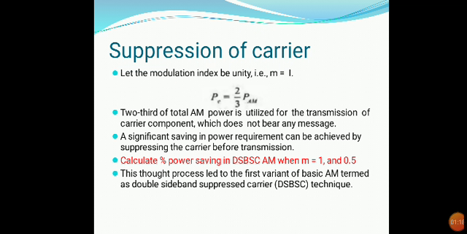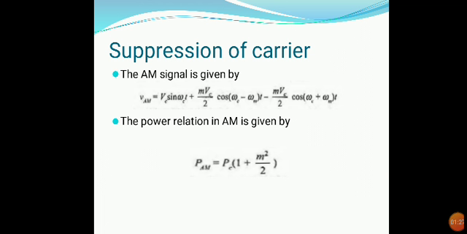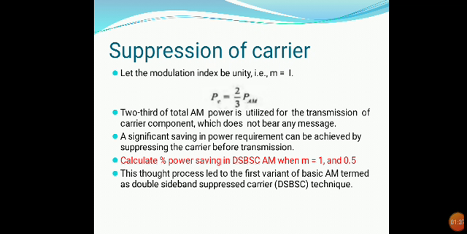If you think of the situation where the carrier is suppressed, look at this equation. In the equation of amplitude modulated wave, if Vc sin omega Ct is suppressed, then what will happen? There will be a large power saving. As you can see, if the modulation index is 1, then the total power in the modulated wave is 2/3 of amplitude modulated wave power.